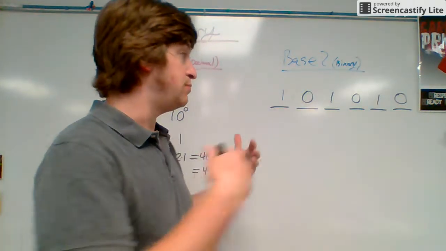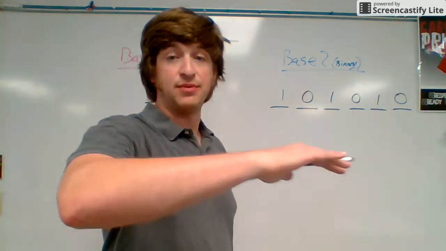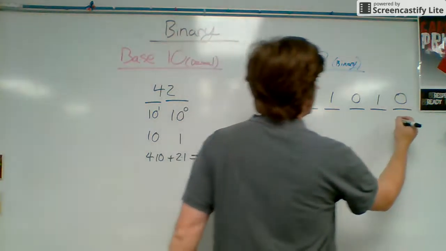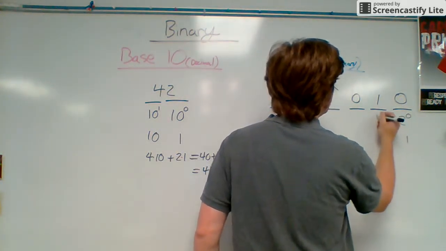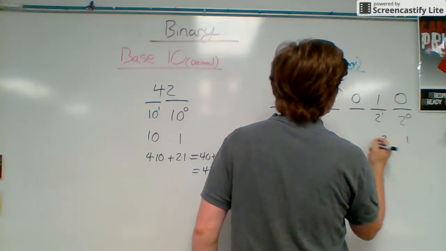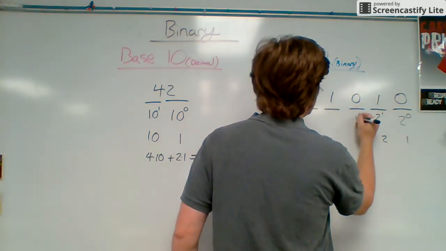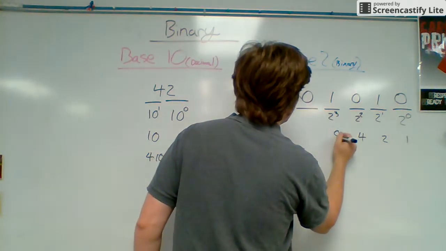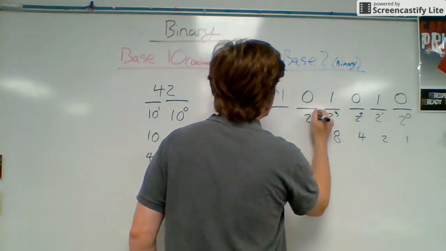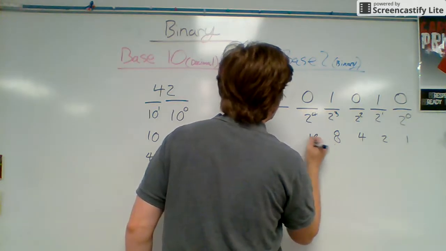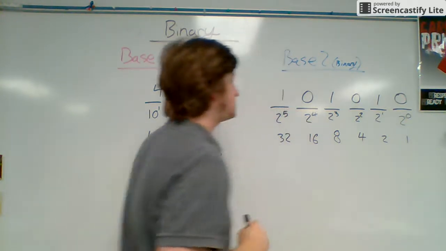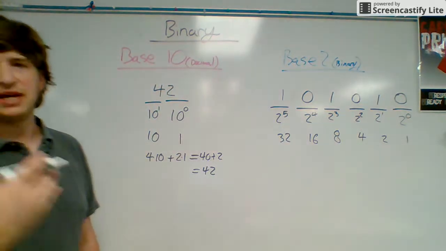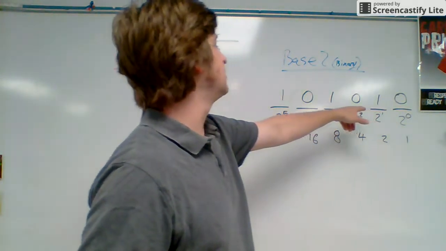Now, since binary is base 2, there's only 2 possible options, off and on. We're just going to start out by putting in our bases here. 2 to the 0 is 1. 2 to the 1 is 2. 2 to the 2 is 4. 2 to the 3 is 8. 2 to the 4 is 16. And 2 to the 5 is 32. Each time we're just counting up with the power that we're raising the base to.